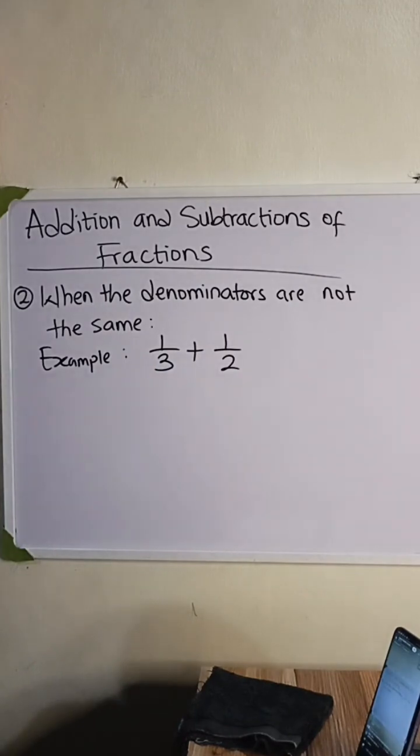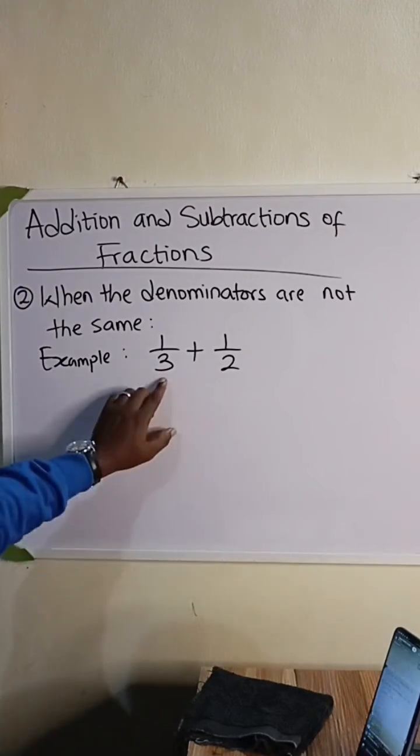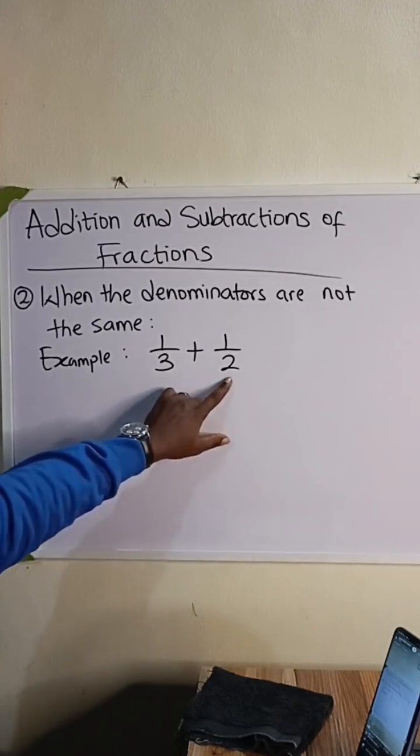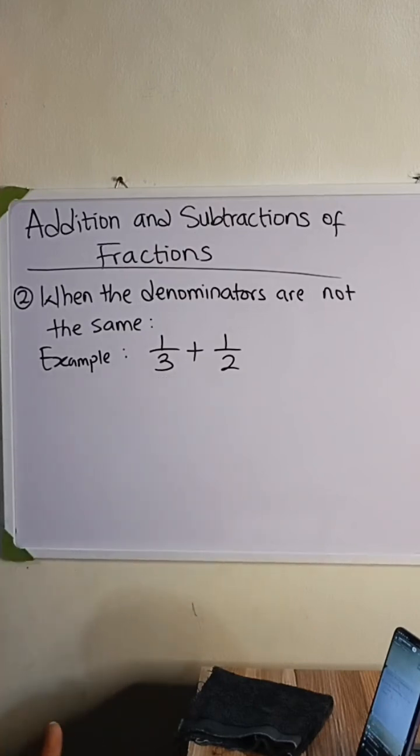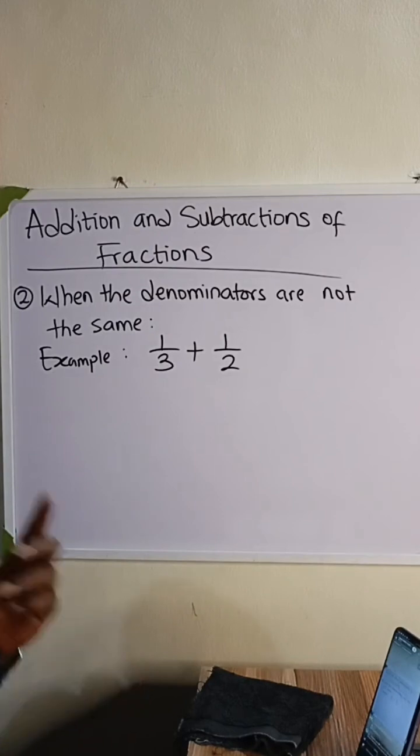Now we have a different situation. The examples we've been solving earlier, the denominators have all been the same. But in this situation, the denominators are different. Here the denominator is 3. Here the denominator is 2. So what do we do? How do we get our common denominator? Because all we are trying to do is get our common denominator first.